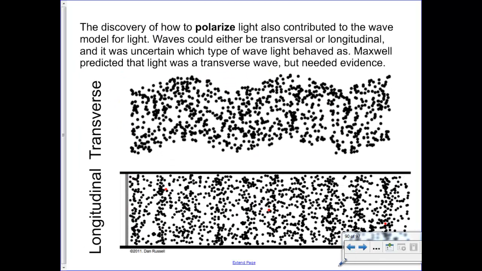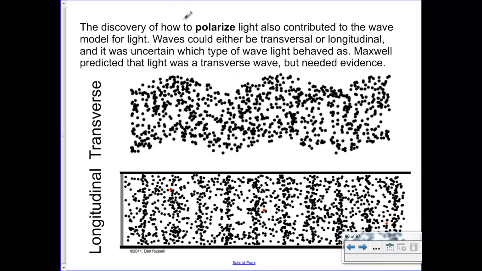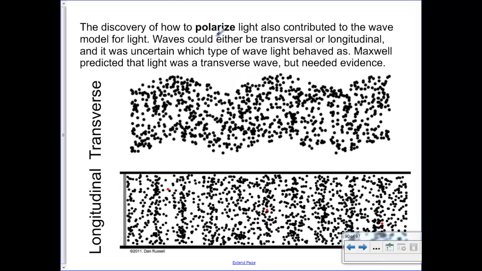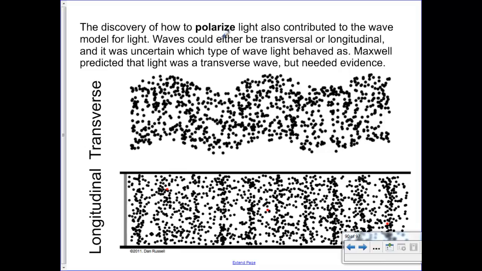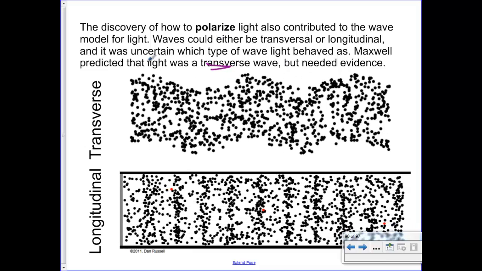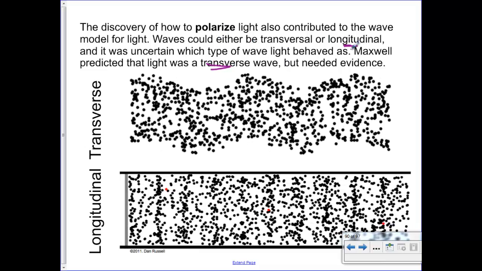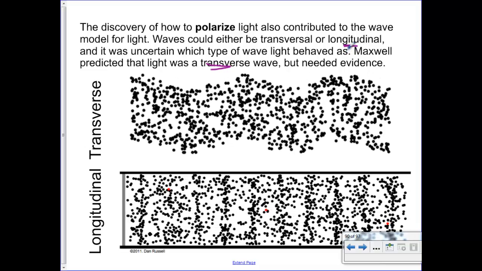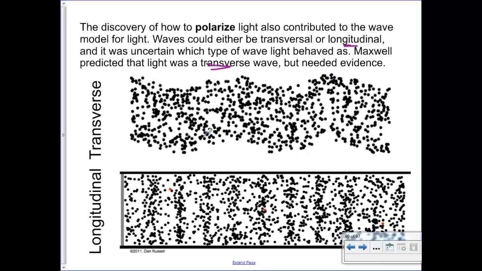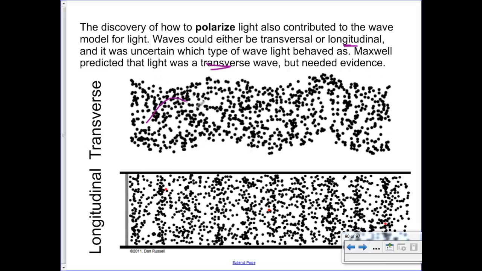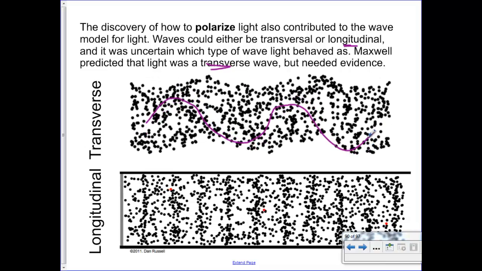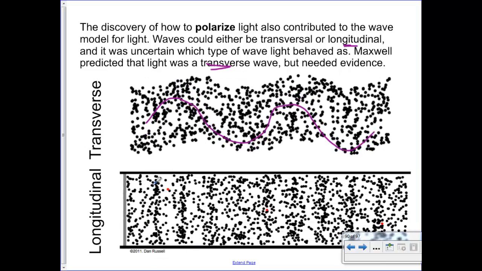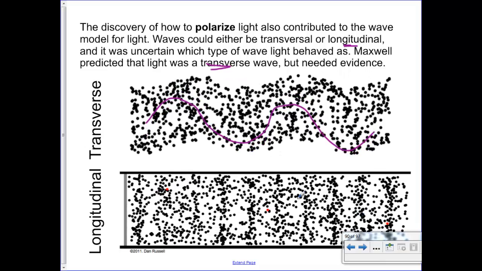Okay, so you guys can more or less read these slides here. The idea of polarizing light helped contribute to understanding waves, because waves could either be transverse or longitudinal. In case you forgot these terms from first semester, I found these diagrams again. A transverse wave is the one that goes up and down like this. A longitudinal wave is the one that comes out in pulses.